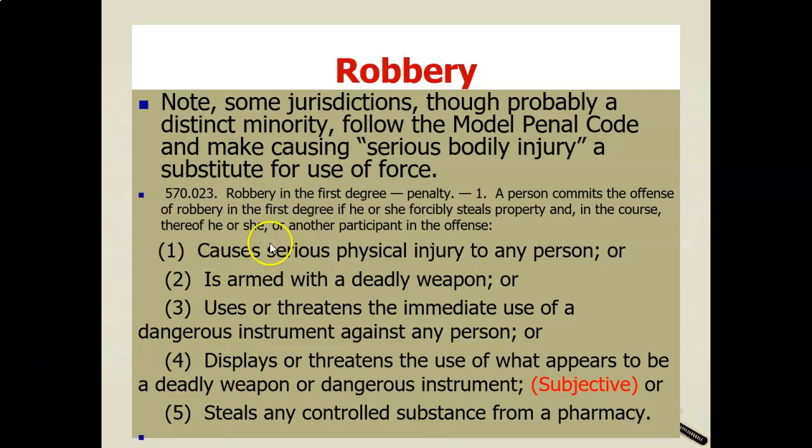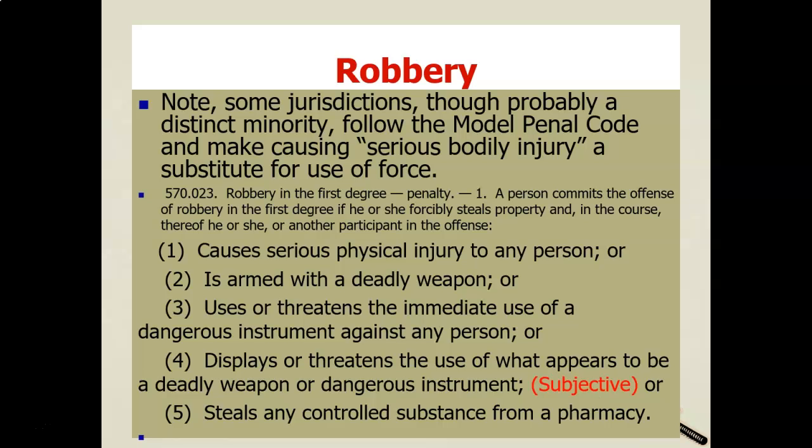So when we look at our statute, robbery in the first degree: a person commits the offense of robbery in the first degree if he or she forcibly steals property, and in the course thereof, he or she, or another participant, causes serious physical injury to any person, is armed with a deadly weapon, and deadly weapon can mean different things. Uses or threatens the immediate use of a dangerous instrument against any person, displays or threatens the use of what appears to be a deadly weapon or dangerous instrument, and this can be subjective depending on what you look up. What do you view as a dangerous instrument?